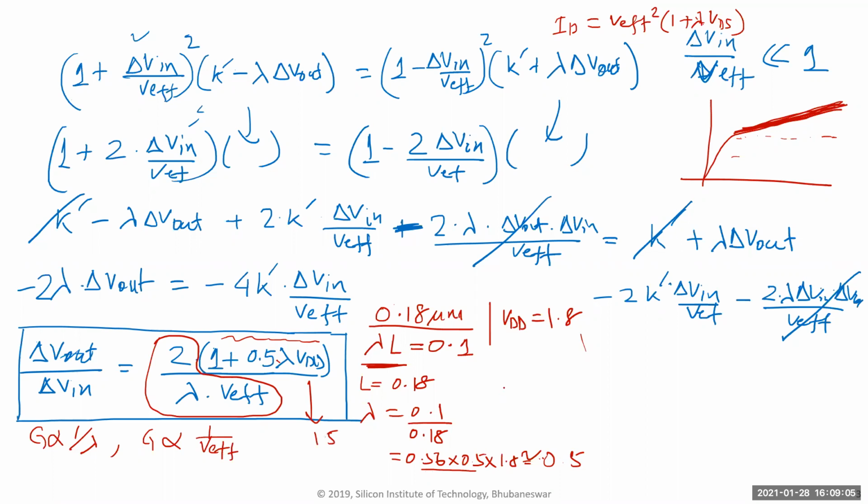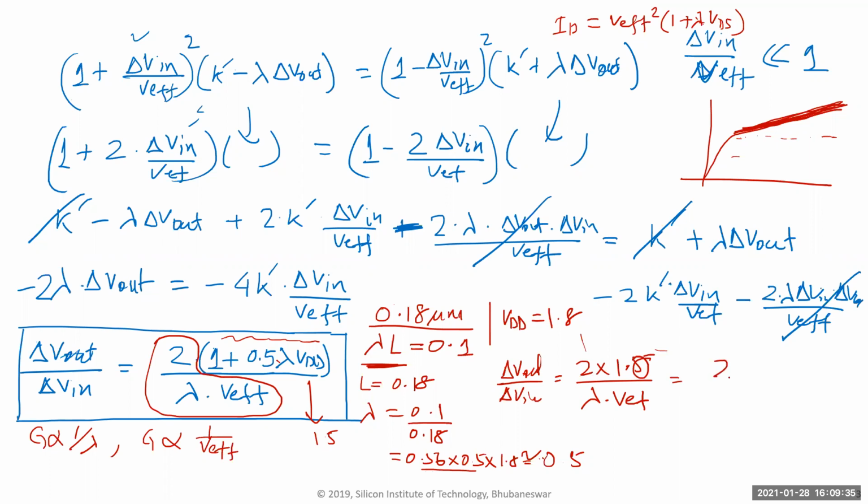So your gain, delta V out over delta V in, is roughly 2 times 1.5 over lambda V effective. But as I said, typically you take a large length. When I'm doing this as an amplifier, I don't take the minimum length unless I want the highest speed out of it. If speed is not a concern, then you can take a longer length. Typically if you want higher gain, you take a longer length, so this term is actually almost close to 1.